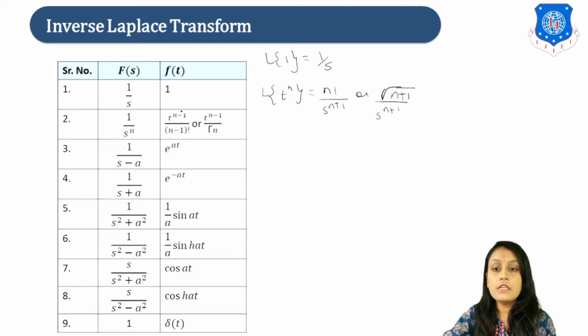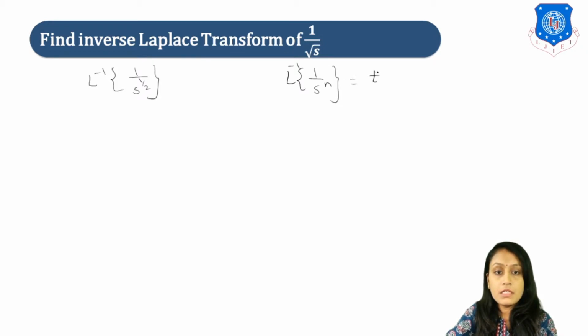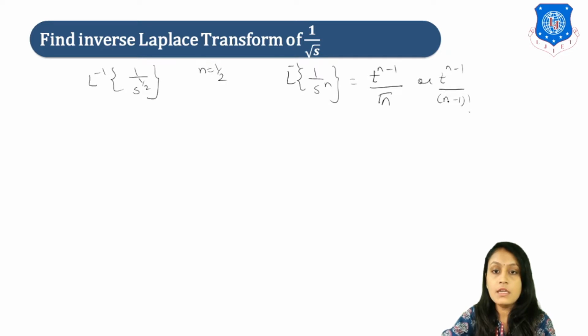Now we'll use these formulas and we'll solve a few examples. Now let's solve an example. Here we have to find Laplace inverse of 1 upon under root s, that is s raised to 1 by 2. So we will use the formula of Laplace inverse of 1 upon s raised to n, which is t raised to n minus 1 upon gamma n. We are using this formula because here n is 1 by 2. If n is a natural number, we'll use the formula t raised to n minus 1 upon n minus 1 factorial.